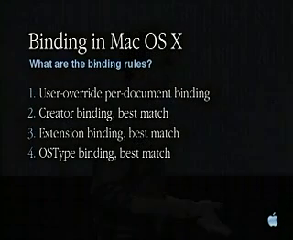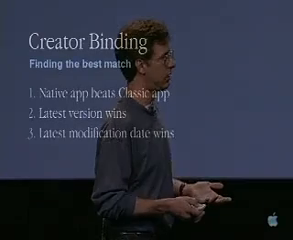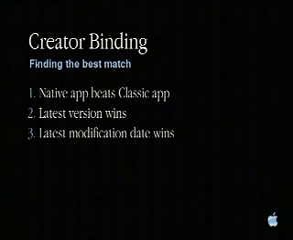In all these cases, there might be some ties. So let's look at how we break ties. For creator binding, let's say we find more than one app with the same creator. In general, it's going to be a different version of the same app. We break ties in that case by always launching a native app over a classic app. If there are two native apps, for example, then we'll look at the version numbers in the bundle or the vers resource. And finally, if that fails, then we'll try to break the tie by the latest modification date. And if that fails, then we have the same app and it doesn't really matter.